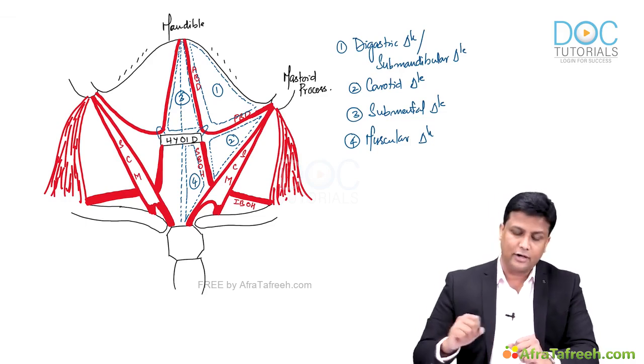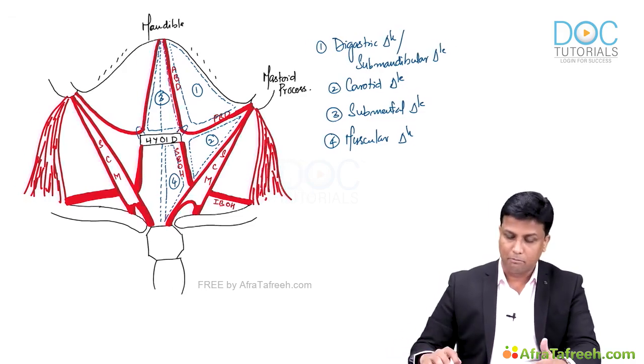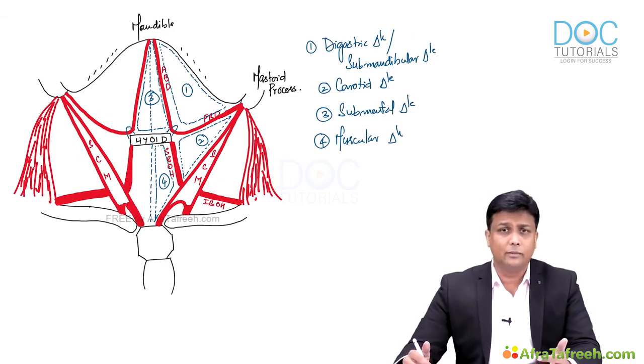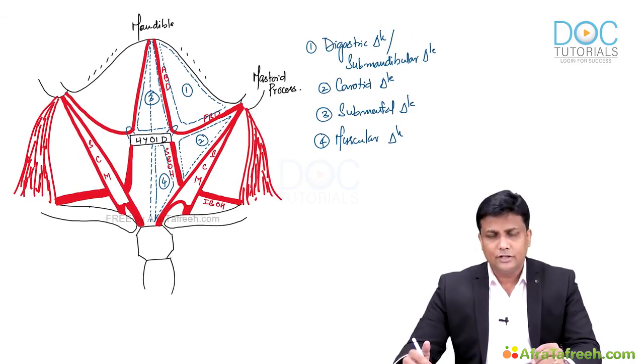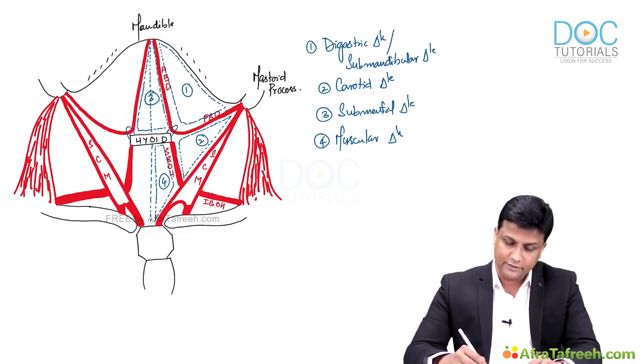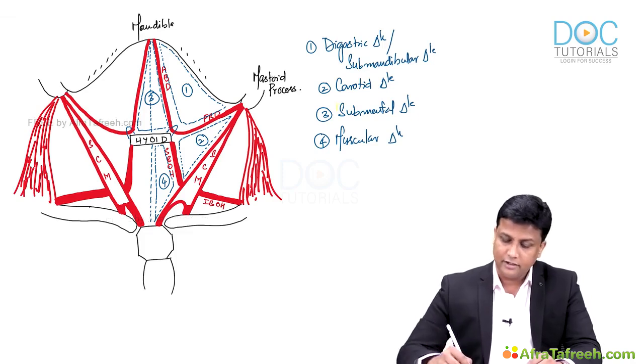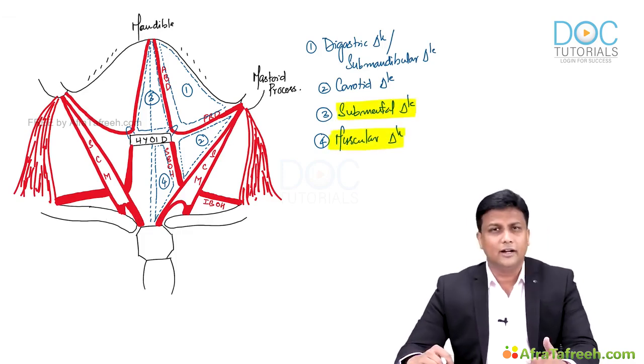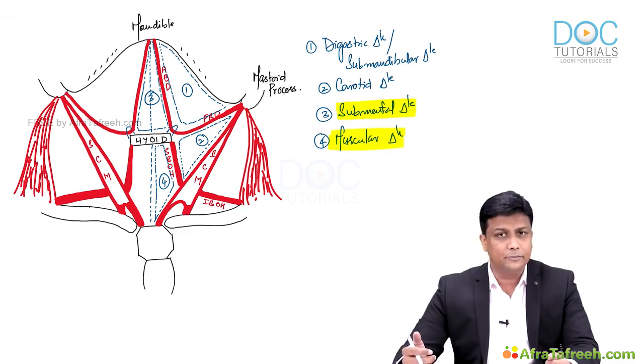Now, out of these 4 triangles, I would like to tell you one thing here. Boundaries are done. We don't have to repeat the boundaries again and again. Now, out of these 4 triangles, let us finish off 2 of them here itself. That is your submental triangle and muscular triangle. We don't have to learn them separately again. Why? Because these are the easiest ones. Not only that, not even many questions are asked from here.